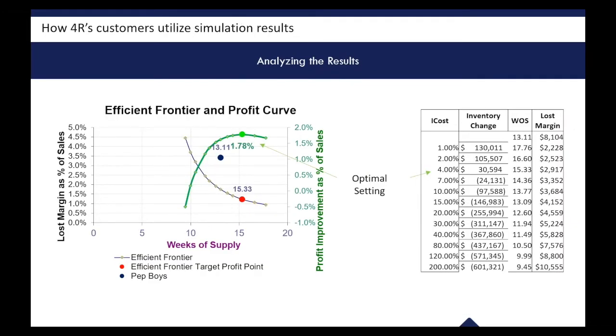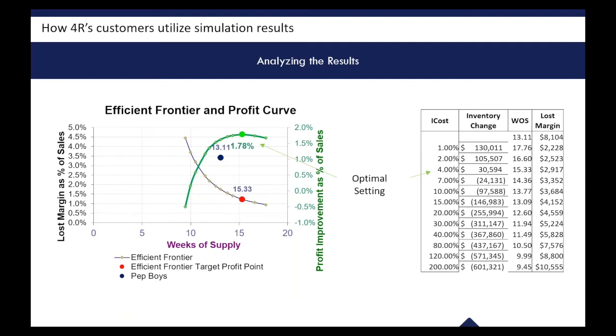So how do 4R's customers utilize the simulation results? Let's take a closer look at the output of results illustrated here. We observe where the client is currently set. This is represented by the navy blue dot here. This retailer is currently operating at 13.11 weeks of supply.